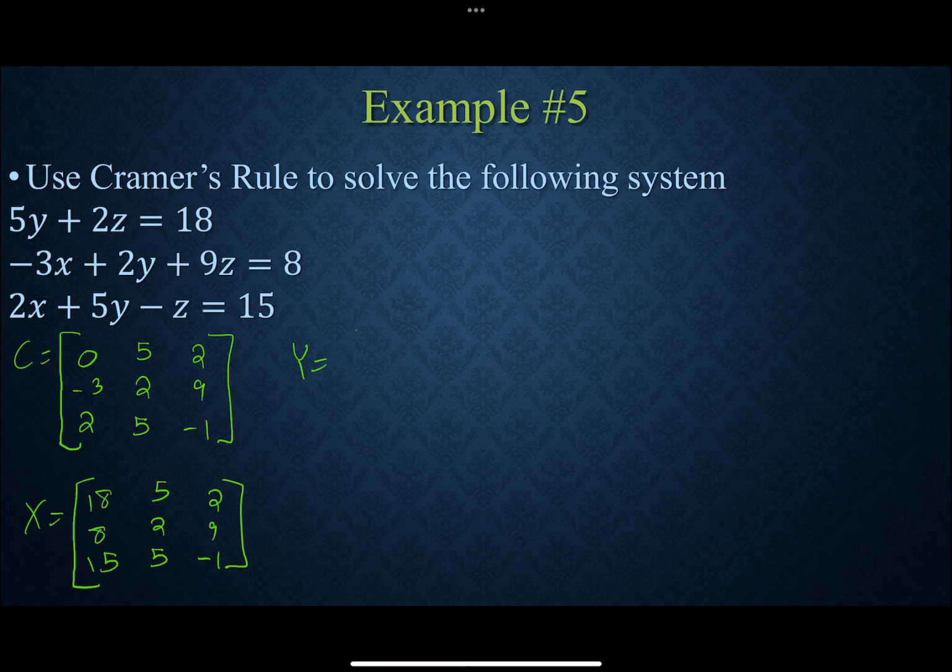Our y matrix, we would now leave the x column alone. We replace the y column with the 18, 8, and 15. And again, the z column is still left to where it is. And then to find the z matrix, now we leave the x and y columns alone. So 0, -3, 2, and then 5, 2, and 5. But now we replace the z column with the 18, 8, and 15.